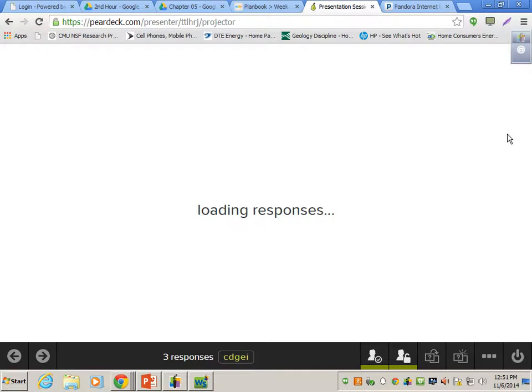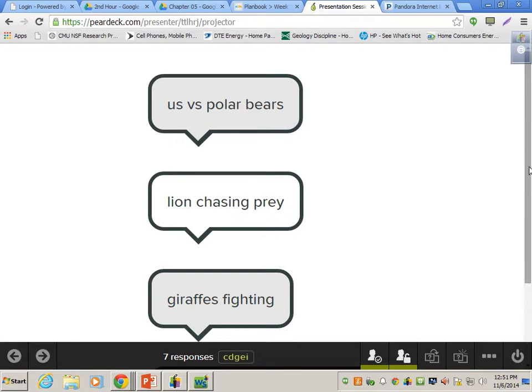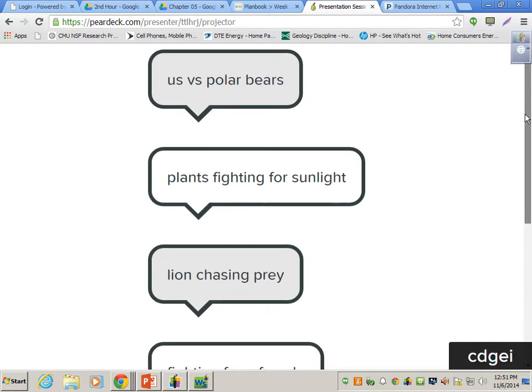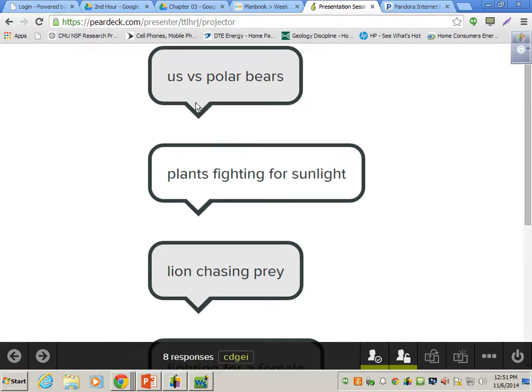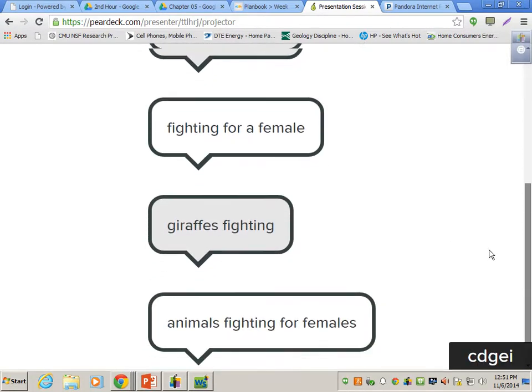Animals fighting for females, for sure. That's within the same species. Giraffes fighting. Okay, that's still within the same species. That's okay, though. This predator-prey is not really what we're talking about here because they aren't competing for the same resource. One's trying to get their life. Us versus polar bear, yeah, we're both competing for the same, for climate in a way. It's a little indirect, but yeah.